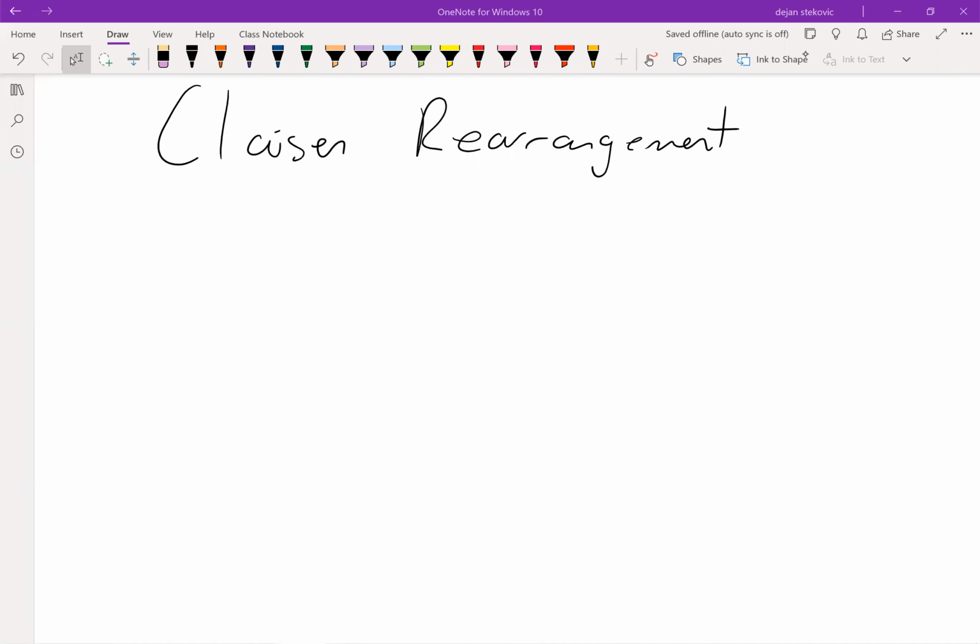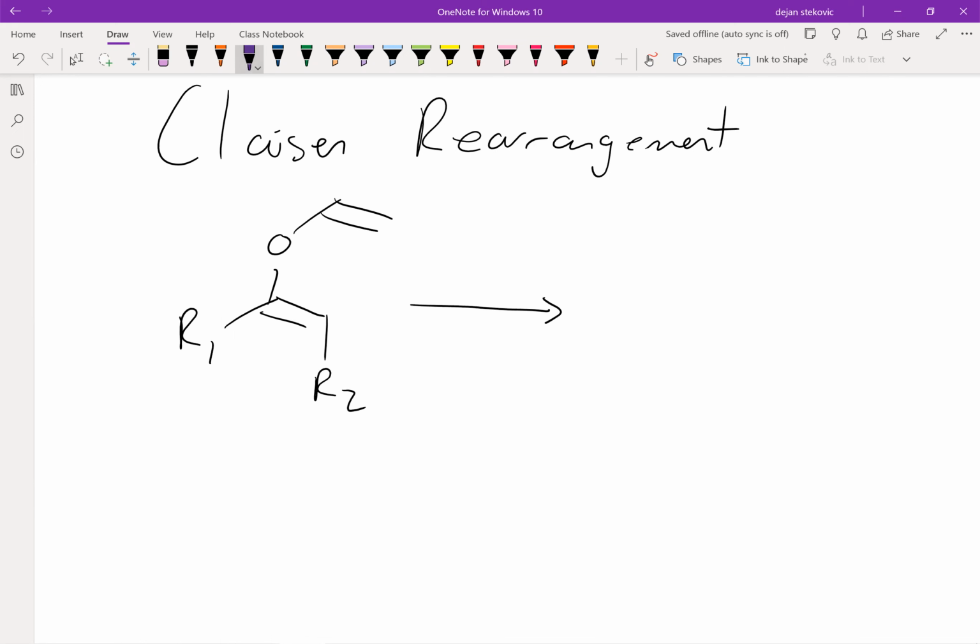Another thing is that some ethers can undergo Claisen rearrangement. So let's take a look at what that is. So we have some kind of alkene here with some kind of substituents. We have some kind of ether that's also next to another alkene. And if we heat this, this will undergo a Claisen rearrangement.